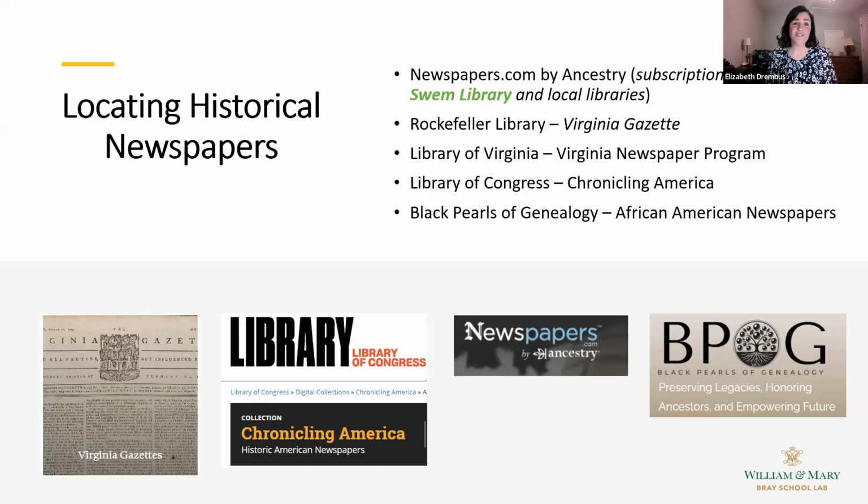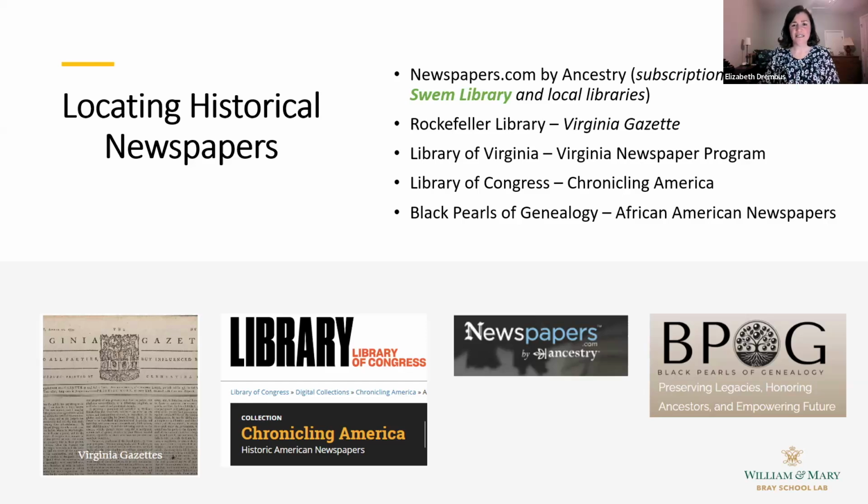With the research that we're doing at the Bray School, I have used all of these so far. Newspapers.com, the Virginia Gazette, Library of Virginia's Chronicling Virginia, Library of Congress. I use all of it, and just go back and forth, depending on who has what, and the time periods that we need. But one other source I really wanted to bring to your attention is the Black Pearls of Genealogy. And Teddy touched on the use of African-American newspapers.